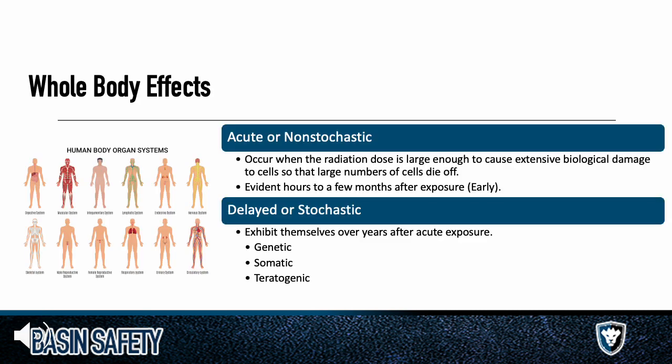We can have a full body effect. So acute, or non-stochastic, very hard word to say, occurs when the radiation dose is large enough to cause extensive biological damage to cells so that a large number of cells die off. Evident hours to a few months after exposure, so very early. Delayed, or stochastic, again, very hard word, exhibits itself over years after exposure, so either at a genetic level, a somatic level, or a teratogenic level. Again, very hard words for NORM and TENORM.